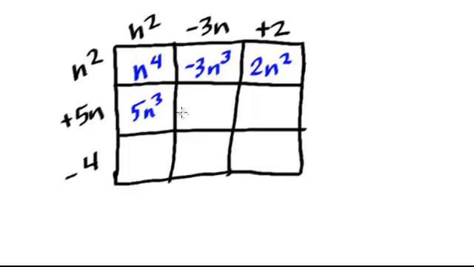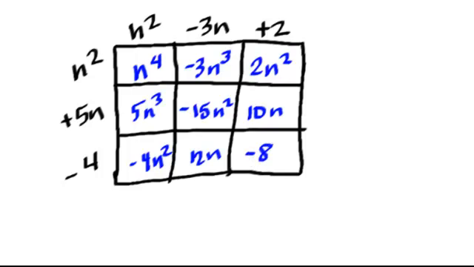Negative 3n times 5n. A negative and a positive give me a negative. 3n times 5n is 15n squared. 2 times 5n is 10n. Third row, negative 4 times n squared is negative 4n squared. Now negative 4 times negative 3n, negative and a negative will give me a positive, so 4 times 3n is 12n. And 2 times negative 4 is negative 8.